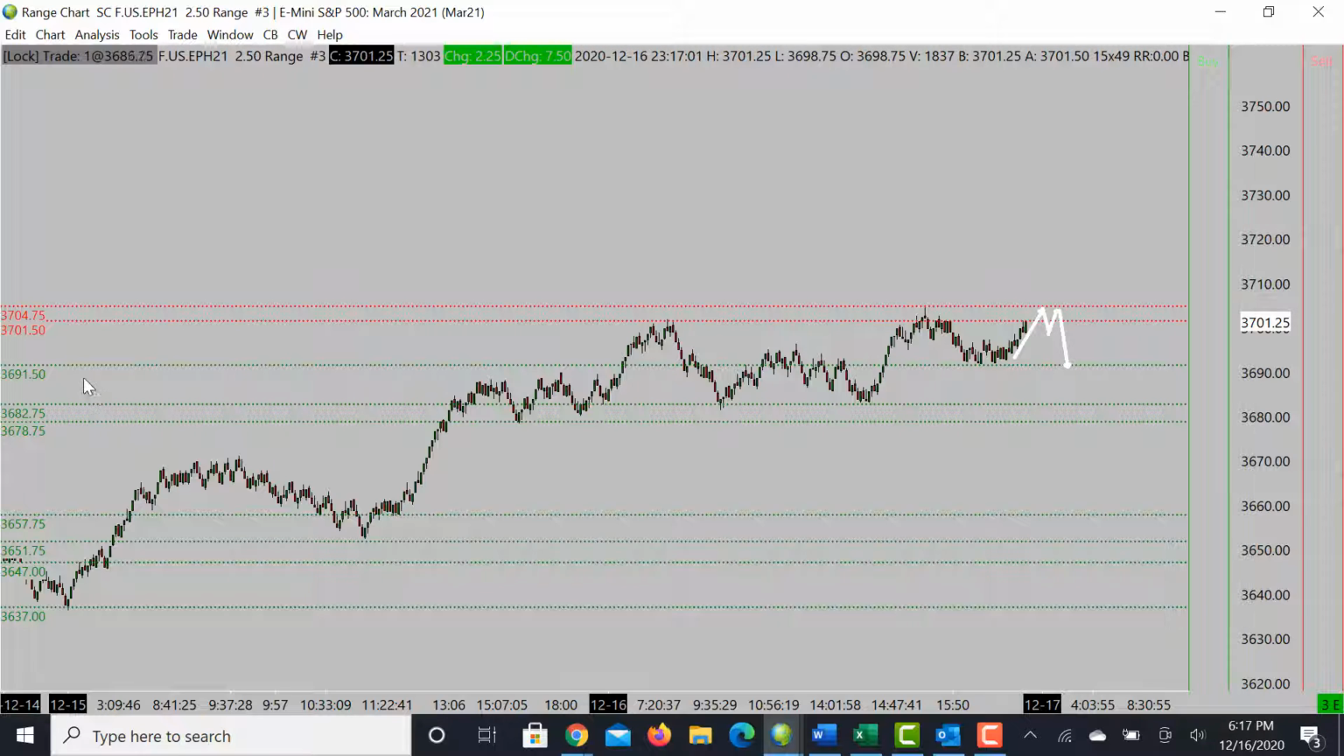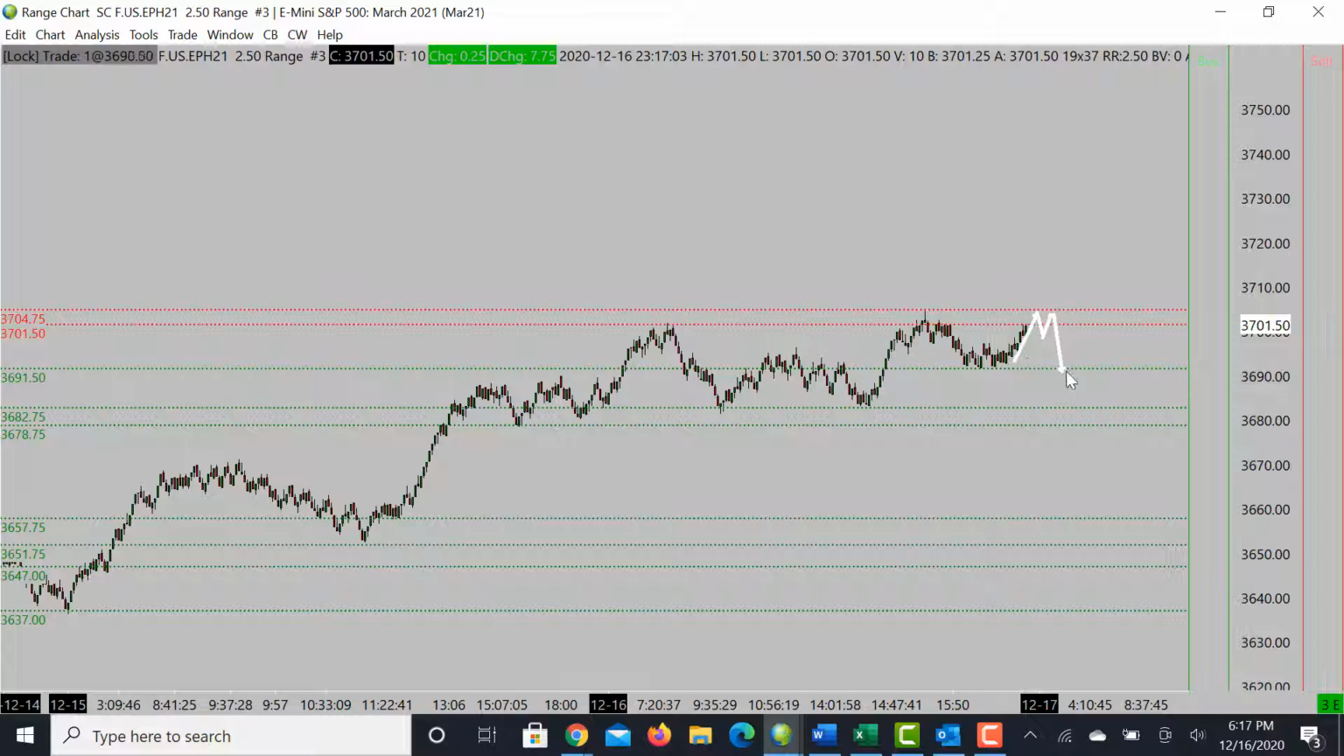Minor level of support, 3691.50. If we get through that level, we are going to look for the market to come into these 78 to 82s. That's what we're going to be looking for. So this is going to be what we're looking for on S&P.